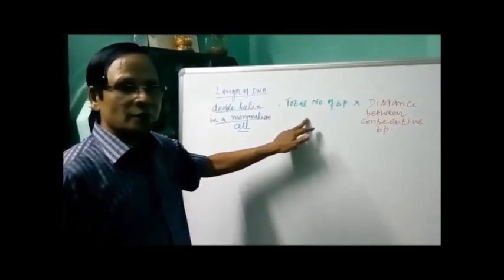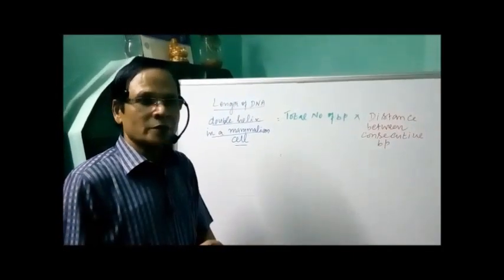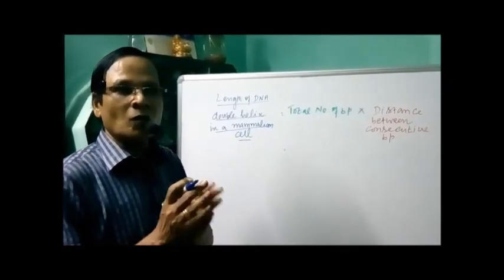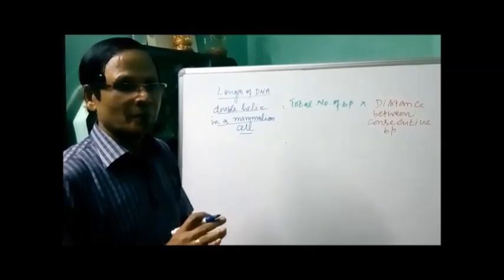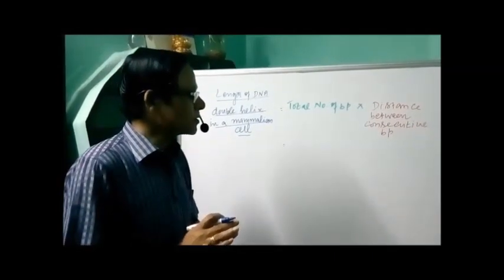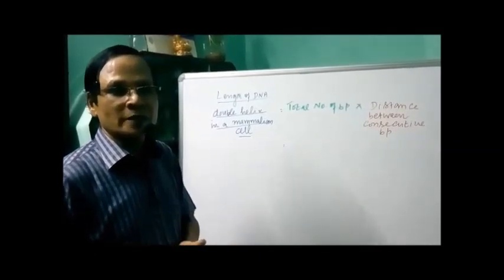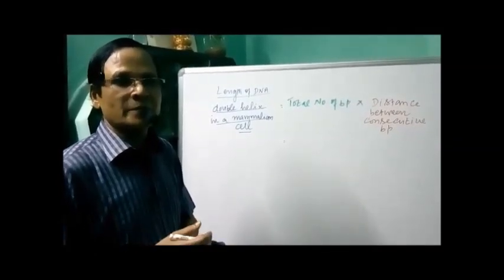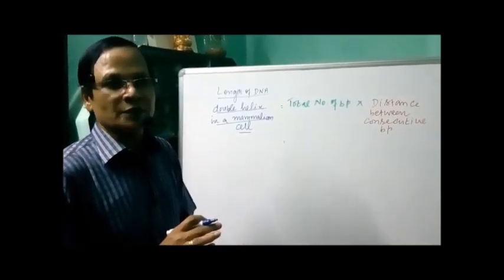So this is constant for a particular species, that should be taken. The distance between consecutive base pairs is the same in all organisms except Z-DNA. So the distance between consecutive base pairs is constant in the case of A-DNA, B-DNA, C-DNA and E-DNA, but in the case of Z-DNA, the distance is different.